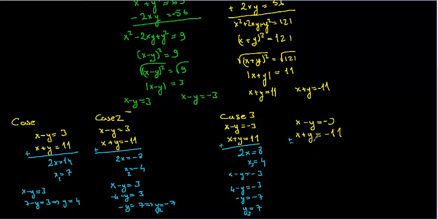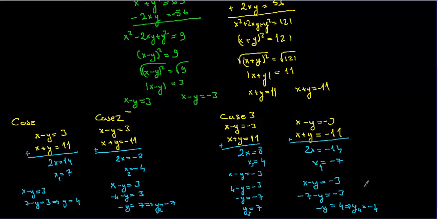And when you add them, 2x is equal to minus 14. X is equal to minus 7, and for x4, x minus y is equal to minus 3, so minus 7 minus y is equal to minus 3. When you send it to the other side, it's going to be plus 7, and minus 3 plus 7 is equal to 4, and y4, this is the last part, y4 is equal to minus 4. So here are all the results.